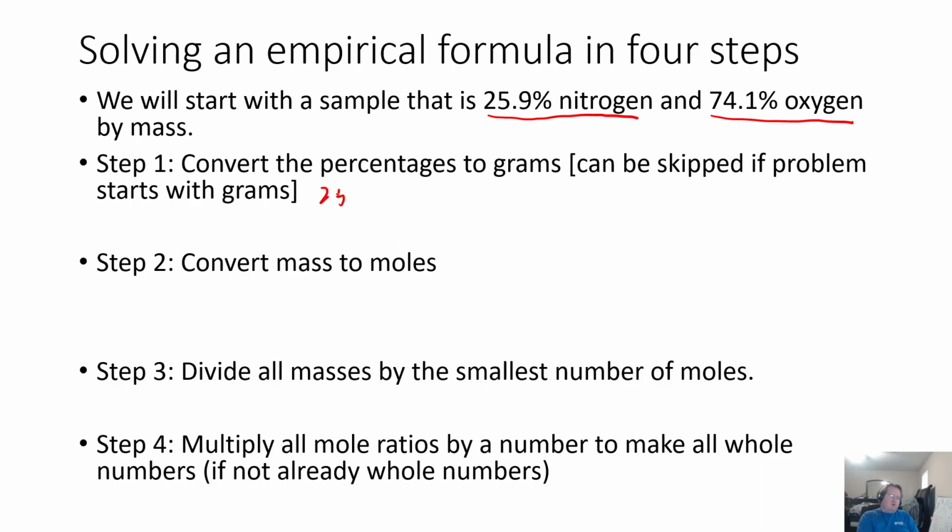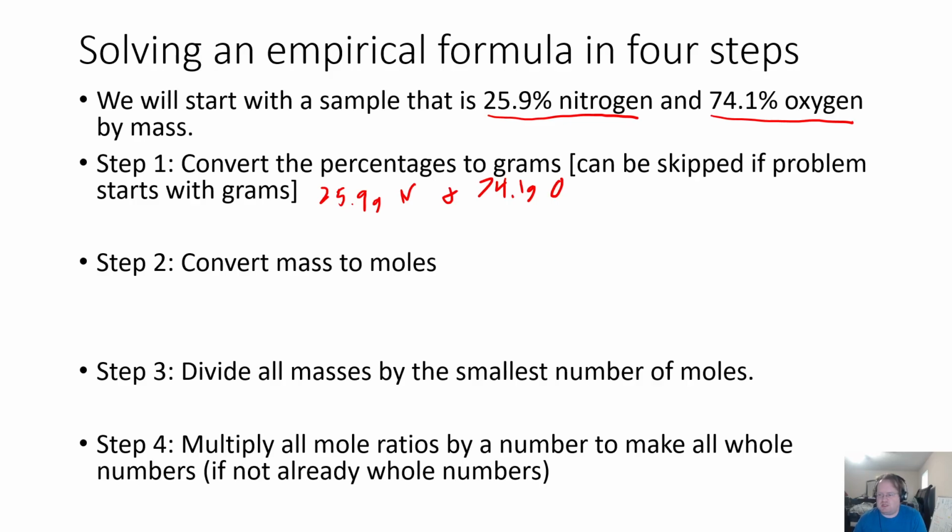So we're going to work with 25.9 grams of nitrogen and 74.1 grams of oxygen. You could do a different starting number, but it would make your problem harder, that's all. You could say 50 grams, find out what 25.9% of 50 is, and 74.1% of 50 is. You would get the same final answer, but it's extra work. So just set the percentage to grams and you're good to go.